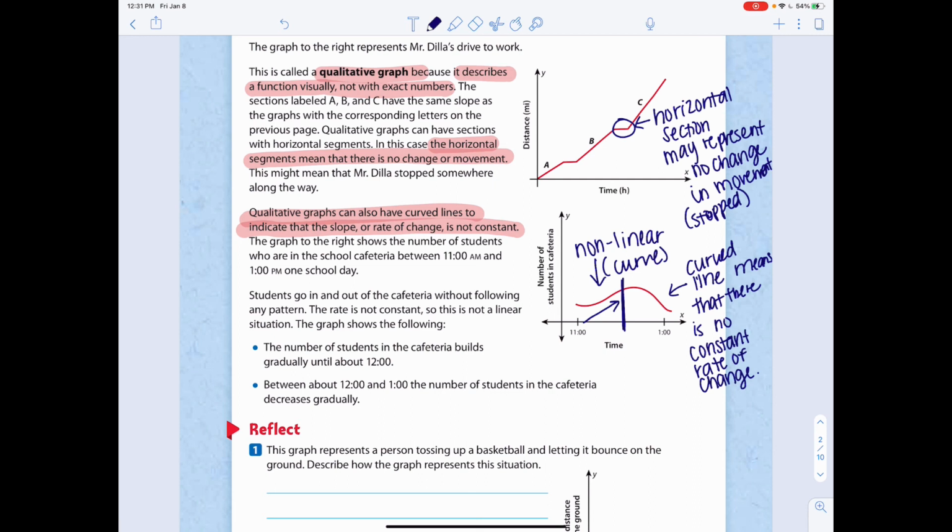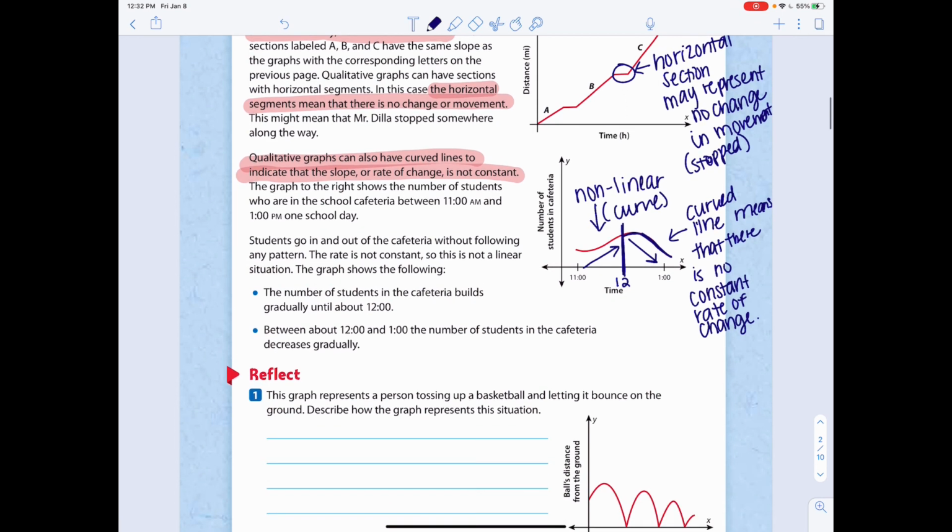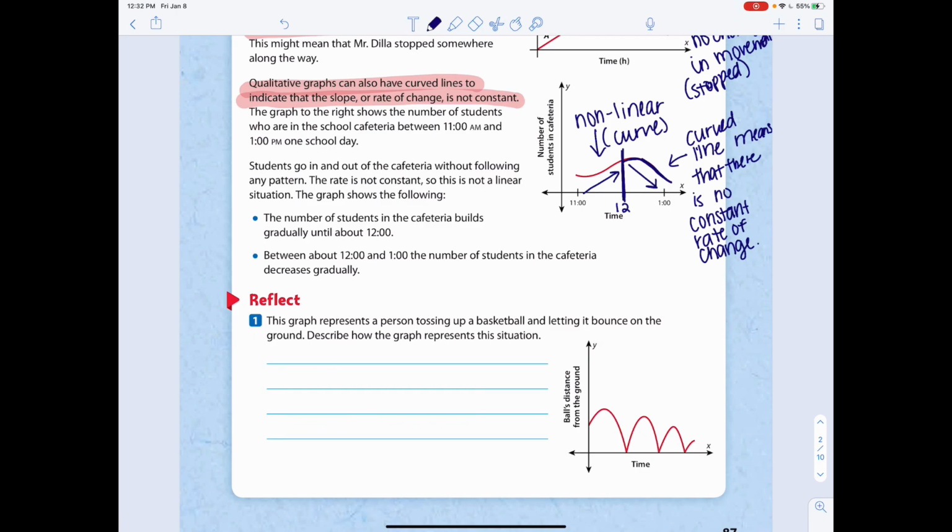But then between 12 and 1, so again, between 11 and 1, we have 12. Between 12 and 1, the number of students in the cafeteria decreases because it's going down. All right, that's super easy to see. So you see that from 11 to 12, the number of students is increasing, and then from 12 to 1, it's gradually decreasing. And we can see that it's gradually decreasing because it's still pretty high here, and then it starts to kind of go down. All right, that makes it a gradual decrease. All right, so then go ahead on your paper and answer the reflect question.